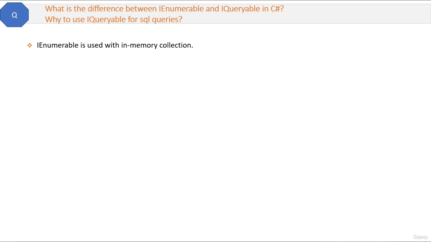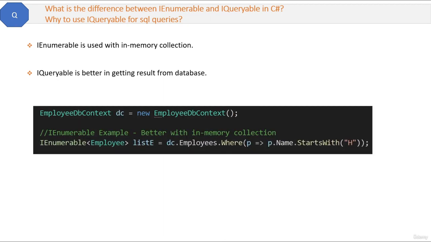Whereas IQueryable is better at getting results from a database. So suppose you want to get records from the database through LINQ. For that, first you will use IEnumerable like this. Do not worry about the LINQ and lambda expression here, that I will explain in other videos. But you are understanding this, right? Here we are getting the records from the Employees table where the employee's name starts with H, right? And you will get the filtered result in this list E.